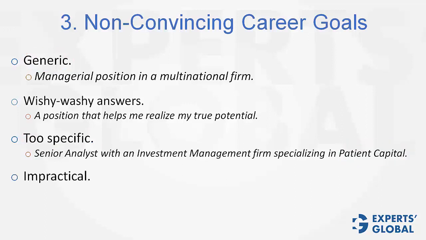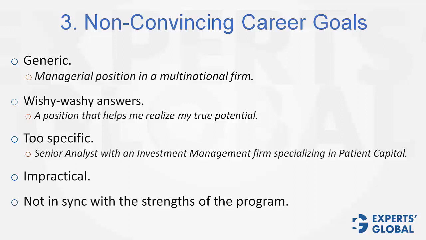Next mistake: impractical career goals, or goals which are not in sync with the strengths of the program. For example, you want to pursue a career in supply chain management, but you are applying to a school that does not offer concentration or adequate number of electives in the field of operations and supply chain management. That would be a misfit, affecting your chances of admission. You need to look for an exact fitment. That would be rare, but a broad fitment is healthy.